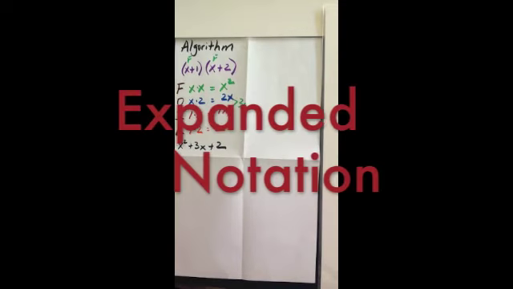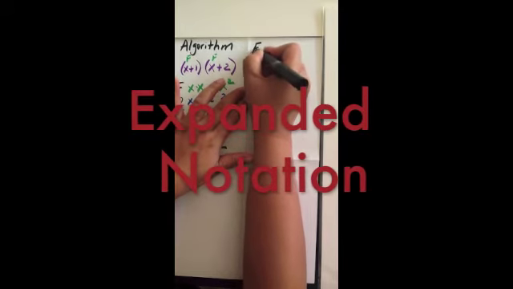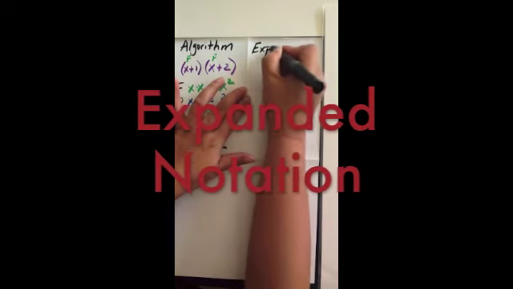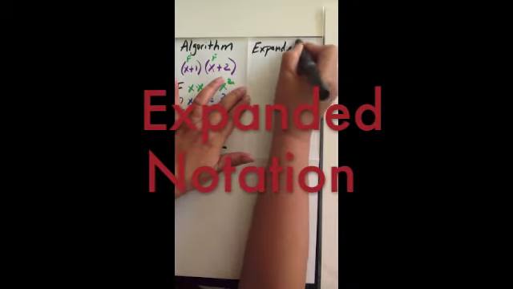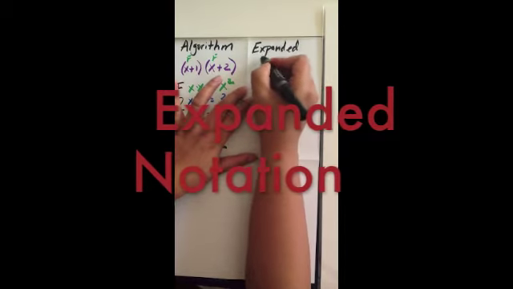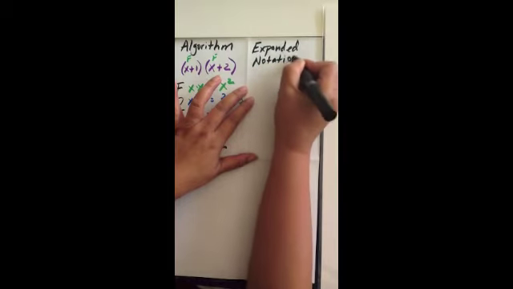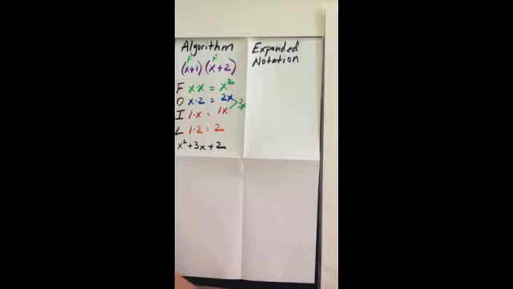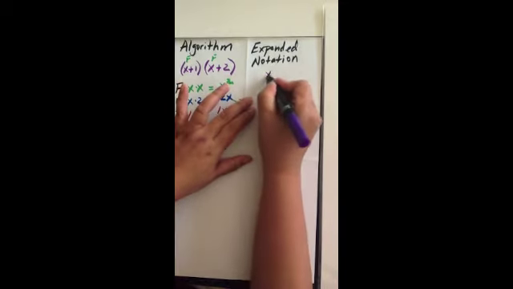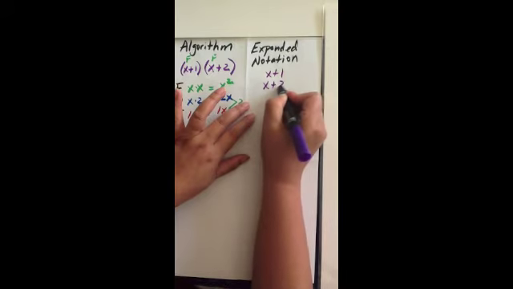On to the next section, and it's called expanded notation, so I'm going to write that down. It's very similar to doing the math in a vertical method instead of the horizontal. Okay, and it looks very similar but written vertically. So I'm going to rewrite x plus 1 times x plus 2.